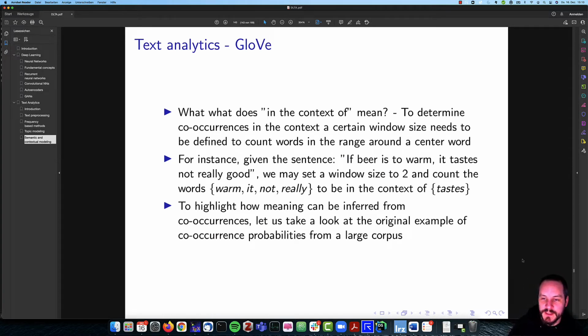So if we have, for instance, a sentence like "if beer is too warm, it tastes not really good", then the window size is something we need to set. So let's set the window size to 2. Then we take a look to the left and to the right for 2 words. So "tastes" is here in the middle, then we go to the left and we have "warm" and "it", and to the right "not really". So that is the context of the word "tastes", and now we can do this for the whole corpus and count, for instance, how many times the word "warm" occurs in the context of the word "tastes".